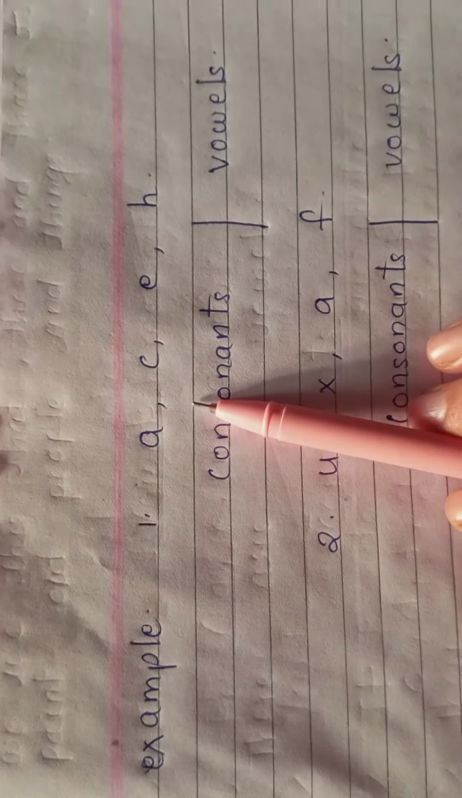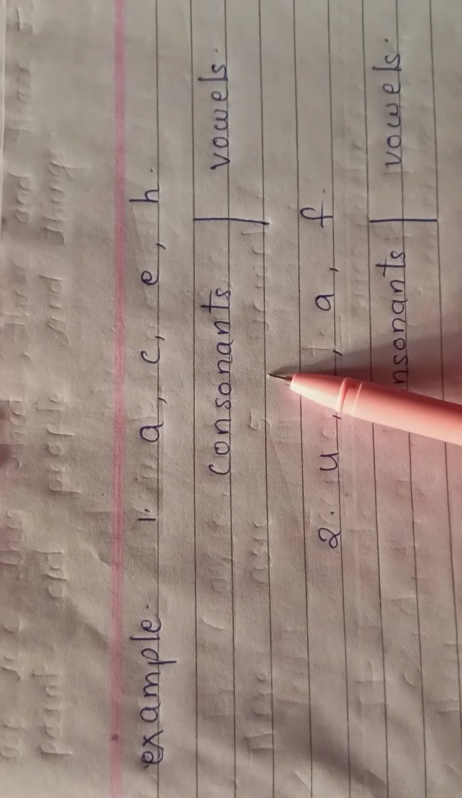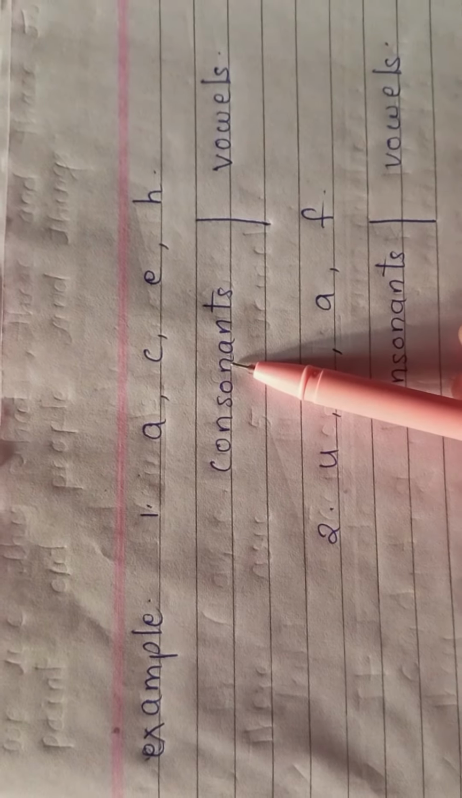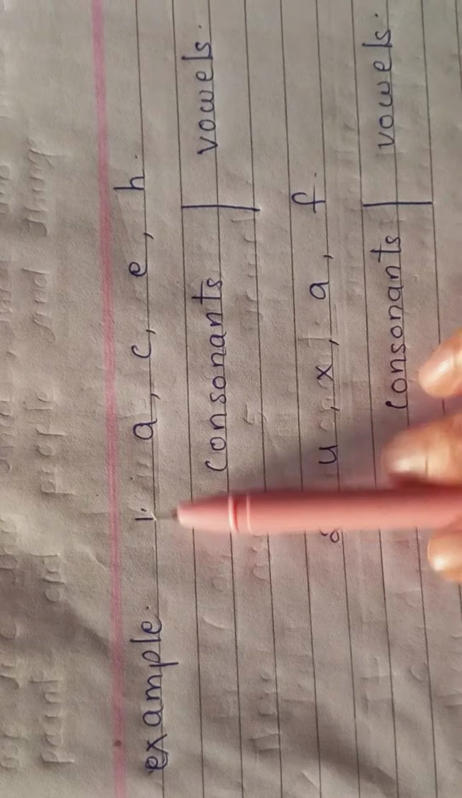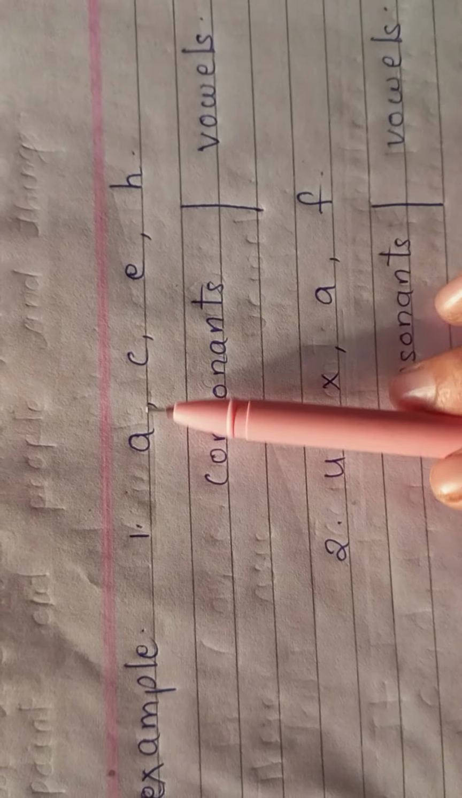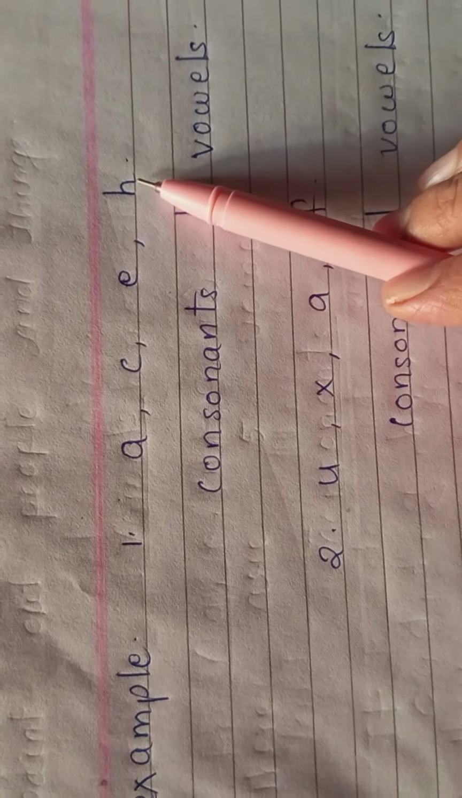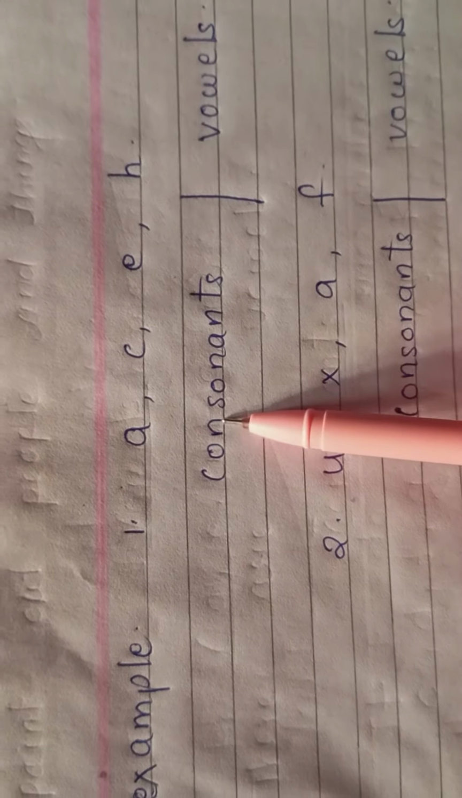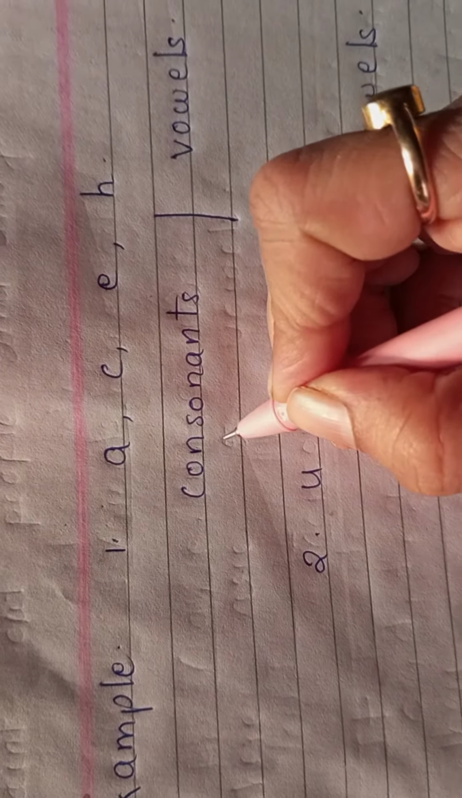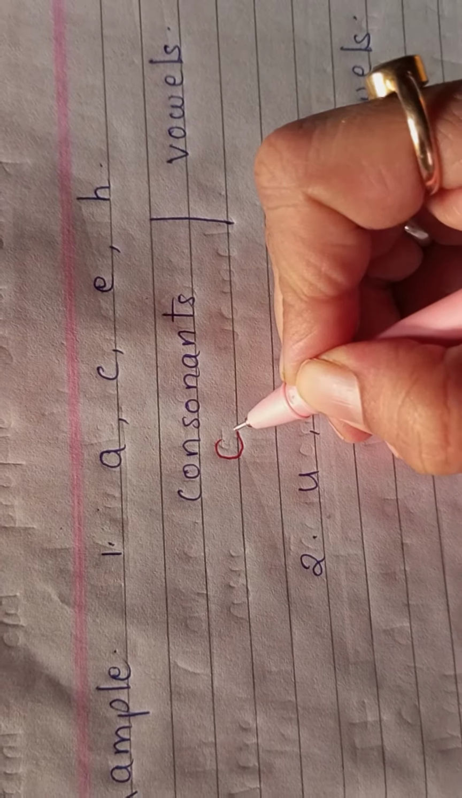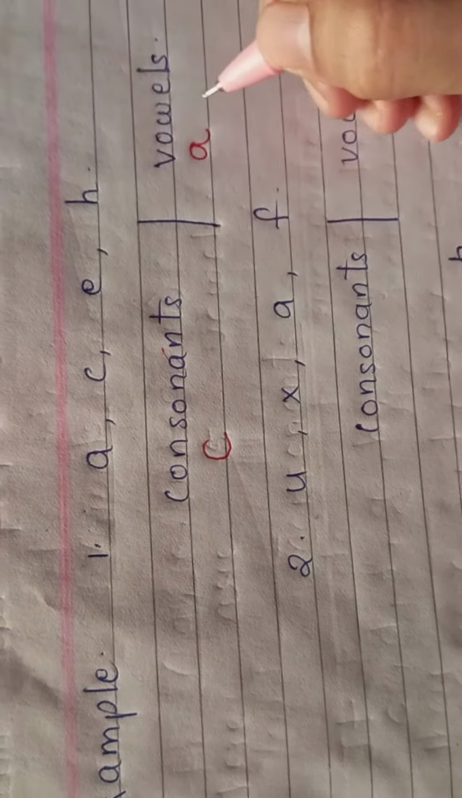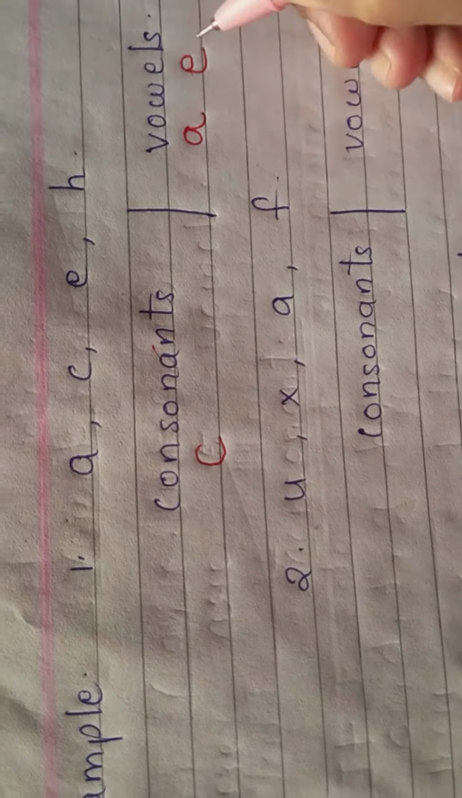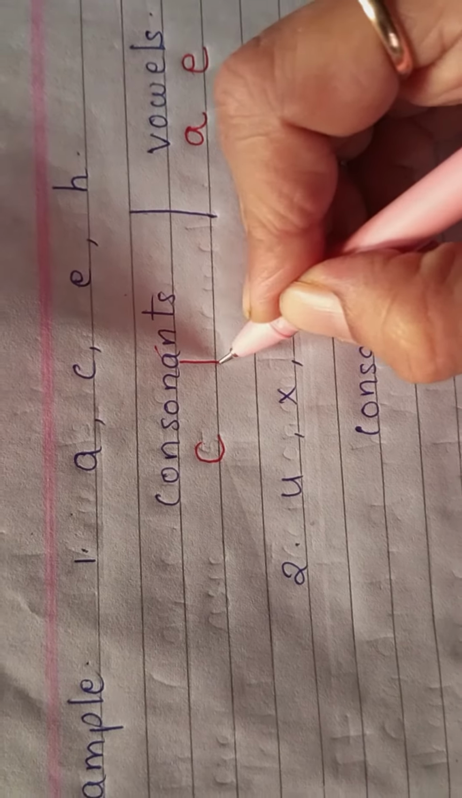Here I have given few examples on vowels and consonants. So let's sort out the following letters into vowels and consonants. The first example is A, E, A, C, E, H. So C will come under consonant, A will come under vowel, E will come under vowel, and H will come under consonant.